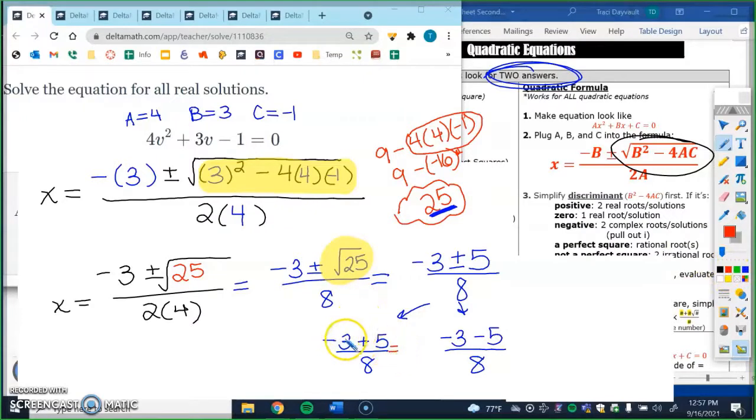So if I do -3 plus 5, if I start at -3 on the vertical number line, if I add 5, that's going to move me up to +2.